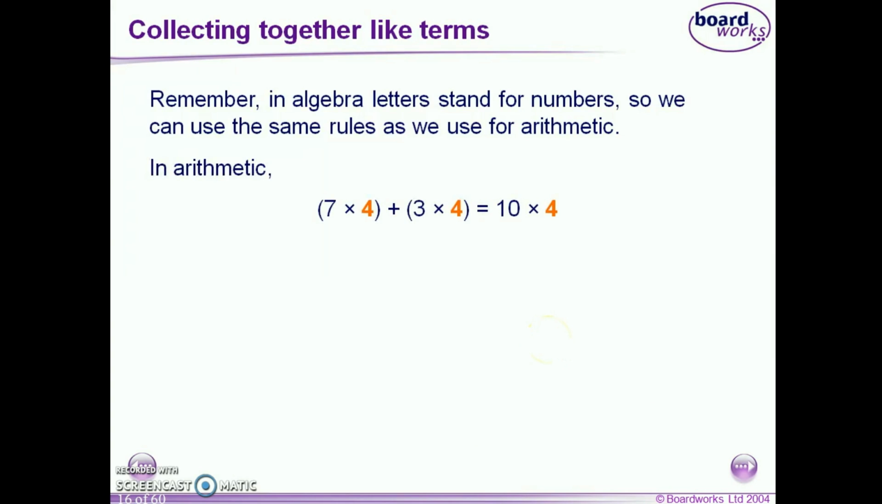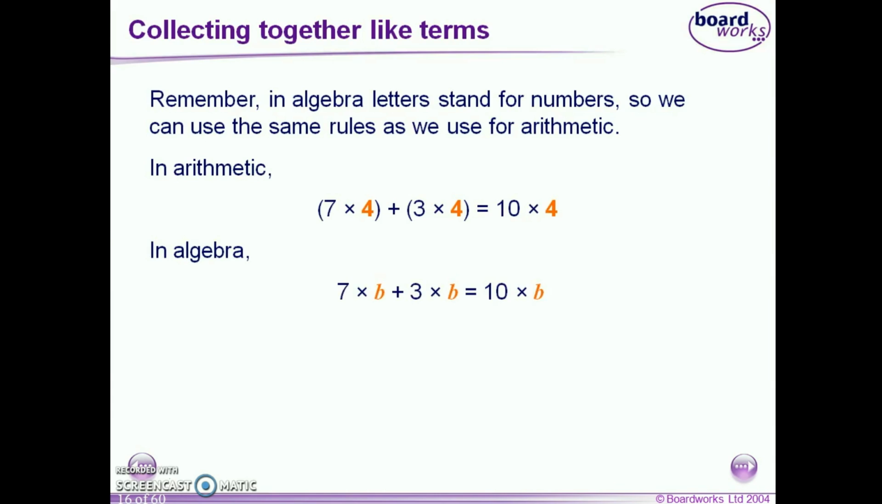In arithmetic, 7 times 4 plus 3 times 4 is equal to 10 times 4. We can get 10 by addition between 7 and 3. Then, the sum of both numbers should be multiplied by 4 because both numbers are also multiplied by 4.